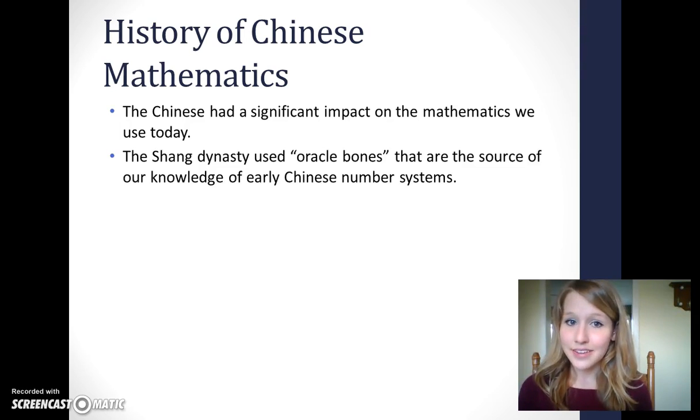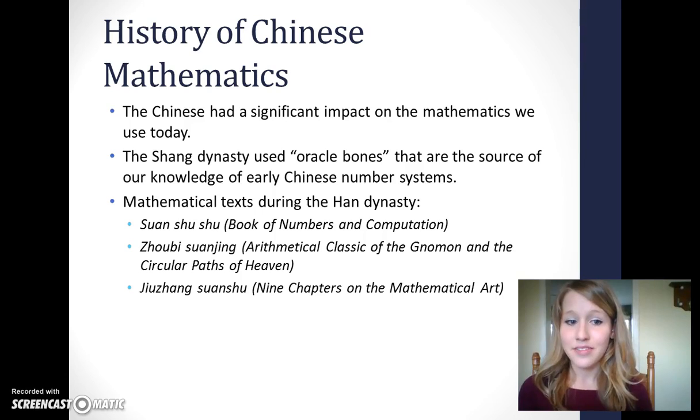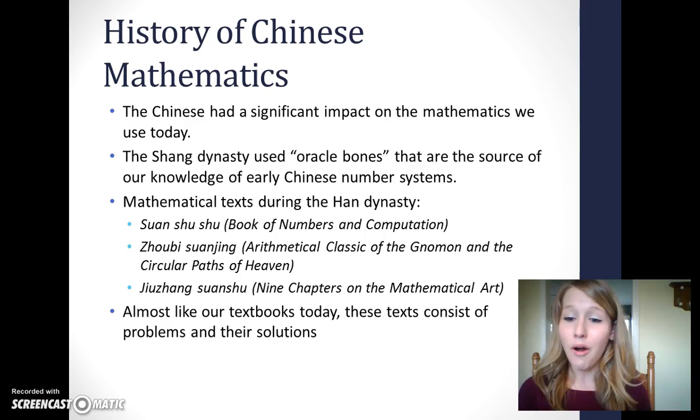The Shang dynasty used oracle bones that are the source of our knowledge of early Chinese number systems. Some of the mathematical texts during the Han Dynasty were the Book of Numbers and Computation, the Arithmetical Classic of the Gnomon and the Circular Paths of Heaven, and the Nine Chapters on the Mathematical Art. Almost like our textbooks today, these texts consist of problems and their solutions. So it's definitely almost, because your textbooks do not have these solutions.